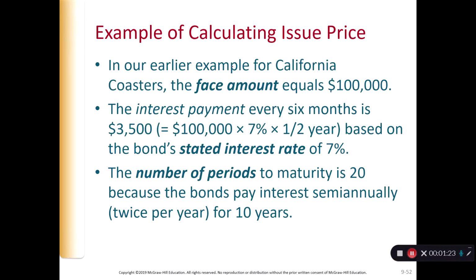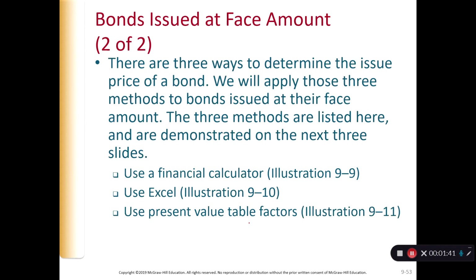So in our earlier example for California Coasters, the face value is 100,000. The interest payment every 6 months is 3,500, based on the bond stated rate of 7%. The number of periods to maturity is 20 because the bond pays interest semi-annually for 10 years. So, bond issued at face value.